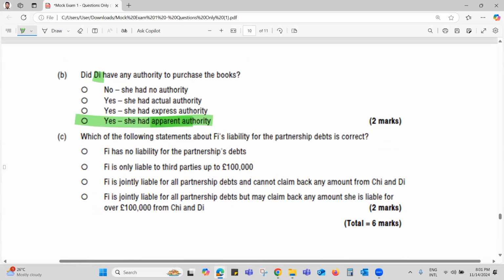Then, which of the following statements about liability for the partnership debts is correct? F has no liability for the partnership debts. F is only liable to third parties up to £100,000. F is jointly liable for all partnership debts and cannot claim back any amount from C and D. F is jointly liable for all partnership debts but may claim back any amount she is liable for over £100,000 from C and D. Yes. Since F has an agreement, the maximum liability she would bear is £100,000. Anything over that she needs to claim back from partners C and D. But she is jointly liable; you can't say she's not liable. She is jointly liable for all the partnership debts, but may claim back from C and D as per the agreement.